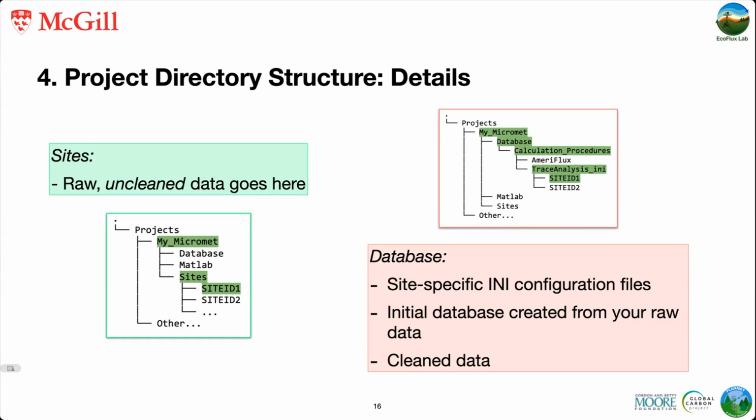And then in the database directory, buried kind of deep here, you'll see site ID. So this will have your site ID as a name, and that's where you're going to put your site-specific INI configuration files. And then ultimately, no jumping ahead, this database will also contain your initial database created from the raw data you put into sites, and then eventually further down the line, your cleaned data. We'll get to that later.